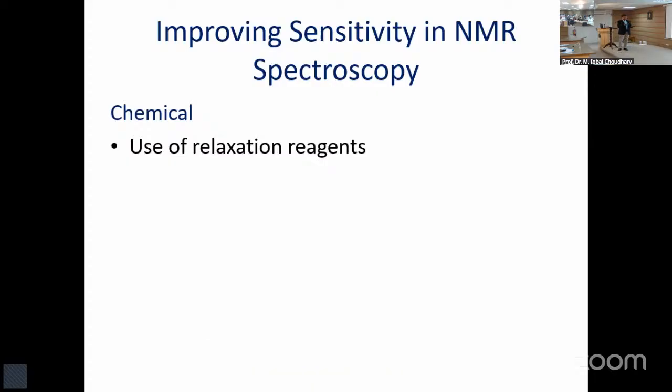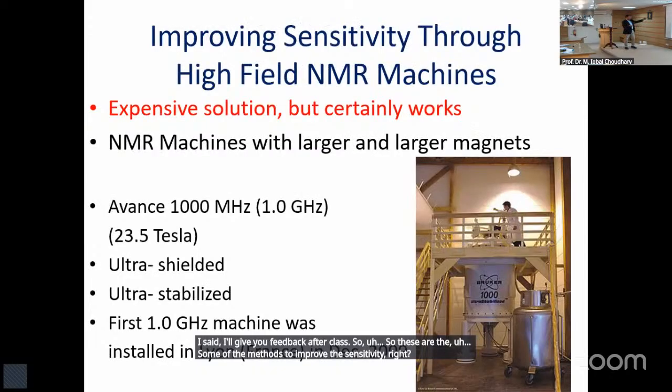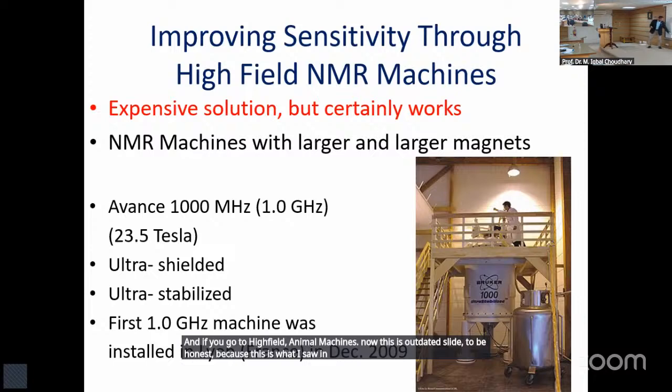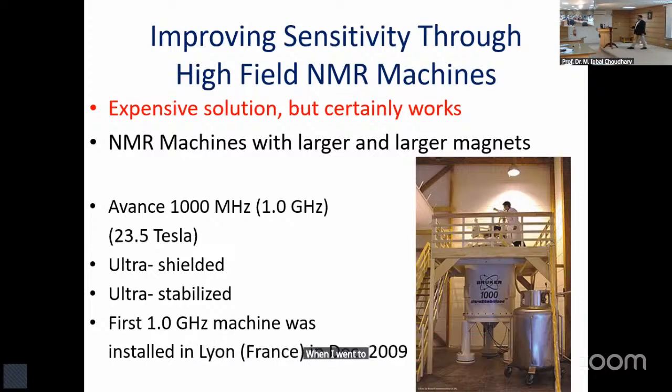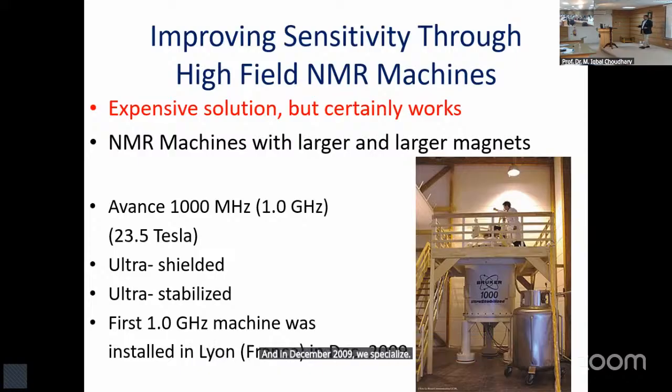These are some of the methods to improve the sensitivity, right? There may be other methods like that. And if you go to high field NMR machines, now this is an outdated slide to be honest, because this is what I saw in 2009 when I went to Lyon, France. My very old friend was working in natural product chemistry, and in December 2009 this machine was installed. This was the first 1000 megahertz machine at that time.